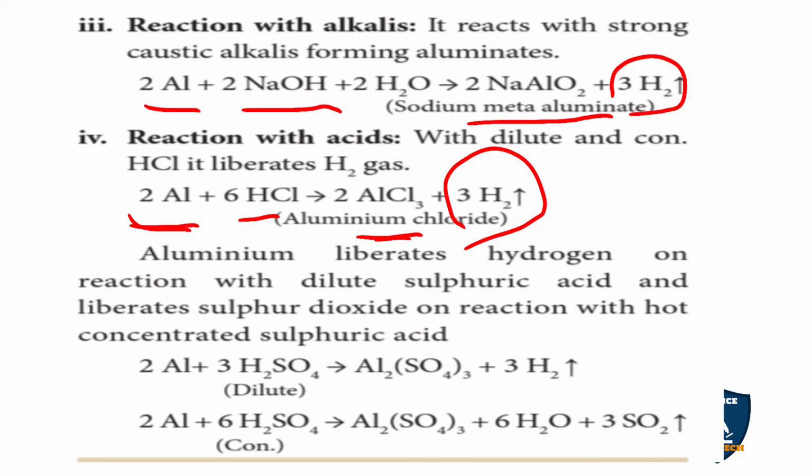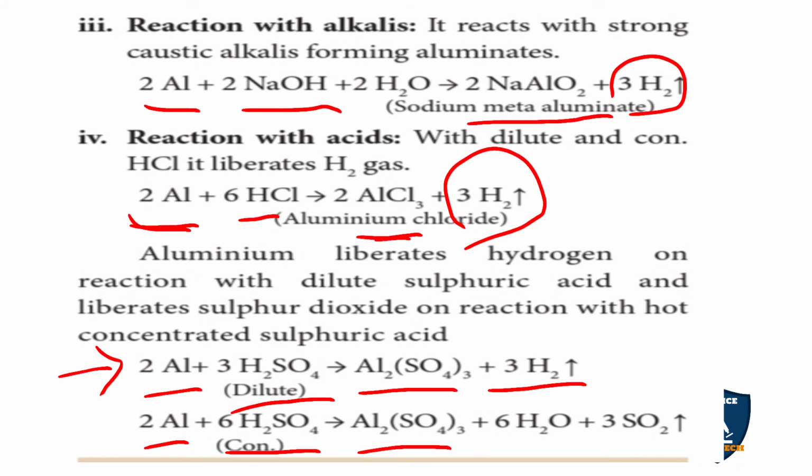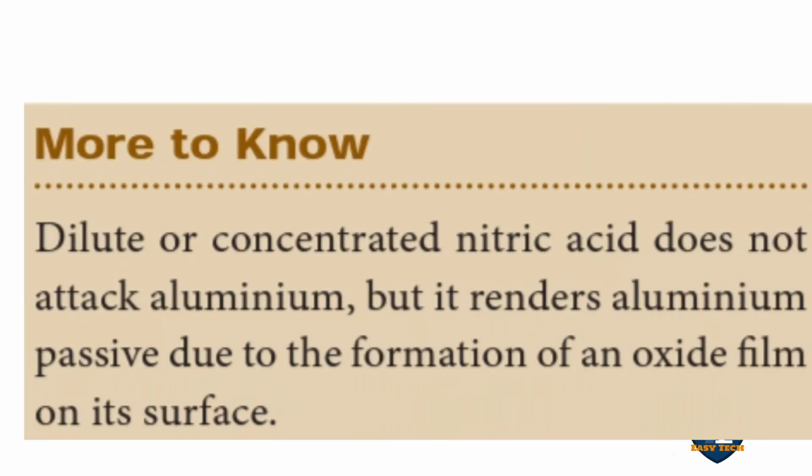Aluminium liberates hydrogen on reaction with dilute sulfuric acid, but with concentrated sulfuric acid, sulfur dioxide gas is released. You can see this is one reaction. When aluminium reacts with dilute sulfuric acid H2SO4, it forms aluminium sulfate. During that reaction, hydrogen gas is released. This is dilute. When aluminium is treated with concentrated sulfuric acid H2SO4, it forms aluminium sulfate, but sulfur dioxide gas is released during this reaction.